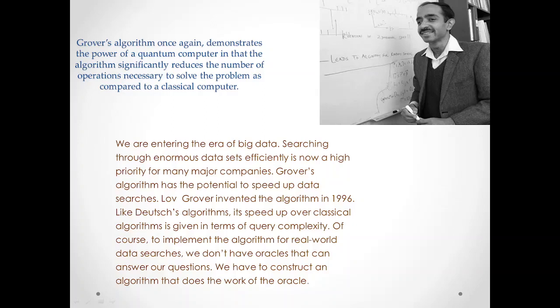As we are entering the stage of big data, searching through enormous data sets efficiently is of the highest priority for many major companies. So Grover's algorithm has the potential to speed up data searches. Lov Grover invented the algorithm in 1996. Just like Deutsch's algorithm, it also speeds up over the classical algorithm in terms of query complexity.